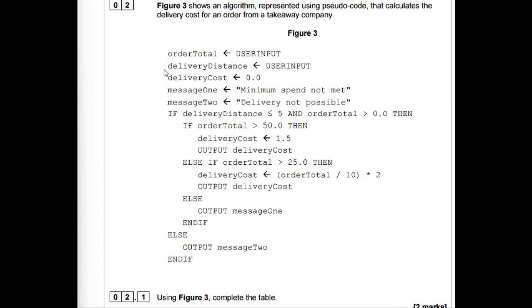So we're inputting the total and delivery distance. Delivery cost is set, and we're doing 2 messages on minimum spend not met and delivery not possible. So if the delivery distance is less than or equal to 5 and the order total is greater than 0, then we're going into the elif. So if order's over 50, then delivery cost is 1.5 and we output that delivery cost. If it's over 25, then it's the order total divided by 10 times 2 to get delivery cost. Otherwise, we're just going to message 1. And if a delivery distance and order total not met, then it's just going to output message 2.